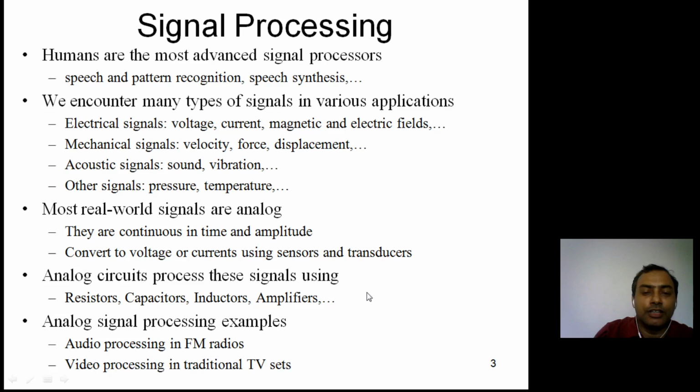Now analog circuits process these signals using resistors, capacitors, inductors and amplifiers. These are the passive elements in electrical circuits. Analog signal processing examples are very common: FM radio, and video processing in traditional TV sets, not nowadays, but traditional TV sets used to do analog signal processing. Now, another topic.